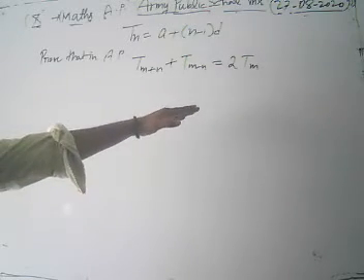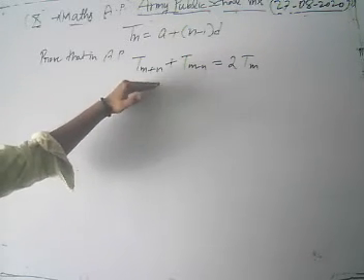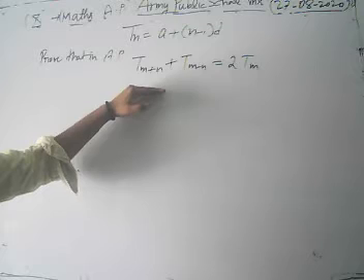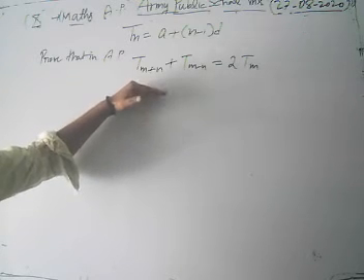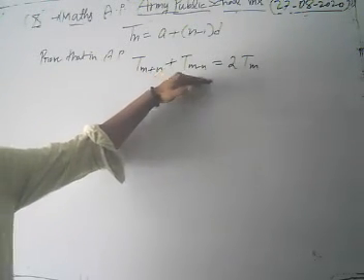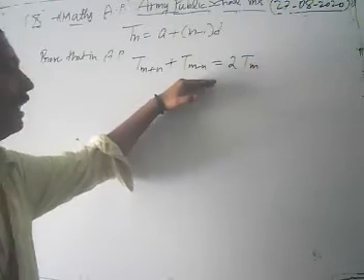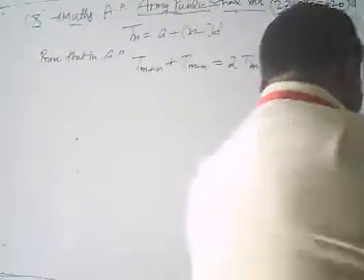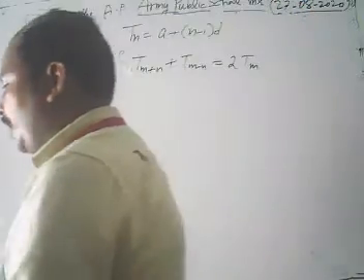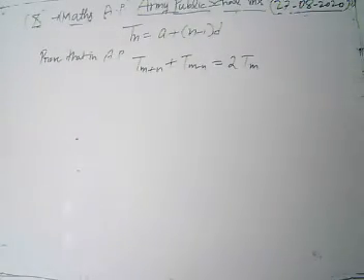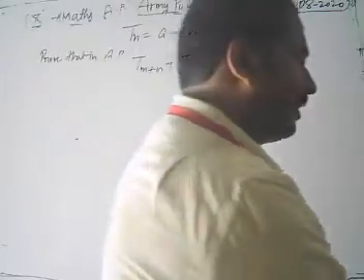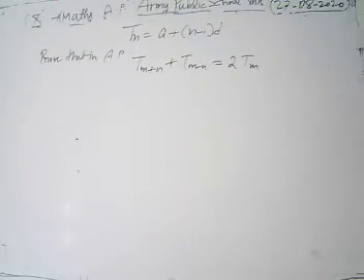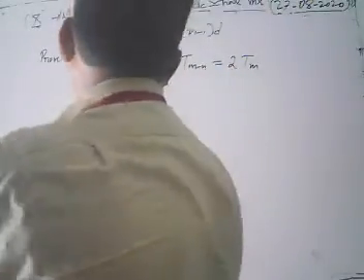What do we have to prove here? Tm plus n represents the m plus nth term. Tm minus n represents the m minus nth term. Tm represents the mth term. We have to show that the sum of the m plus nth and m minus nth terms is equal to 2 times the mth term.